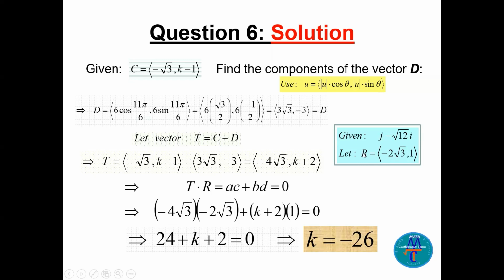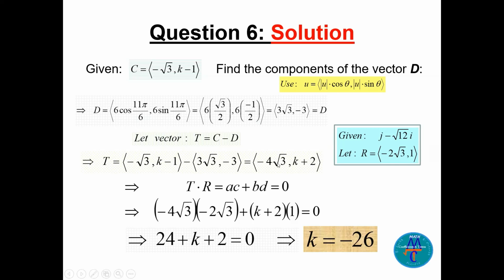So this is vector R, and this is vector T. They are orthogonal, which means they are perpendicular. That means the dot product T dot R is equal to 0. So first I find T. T means C minus D. Just subtract these two vectors, and you will get minus 4 square root of 3 i plus (k plus 1) j.